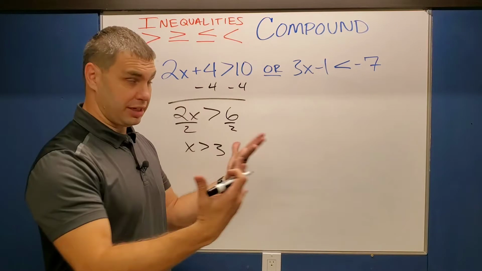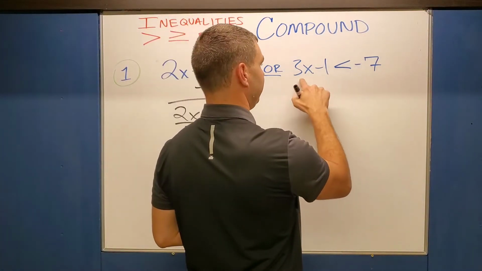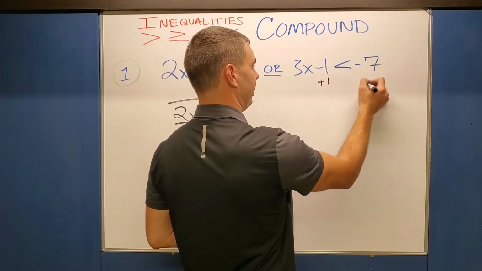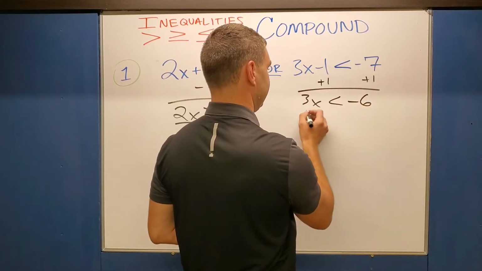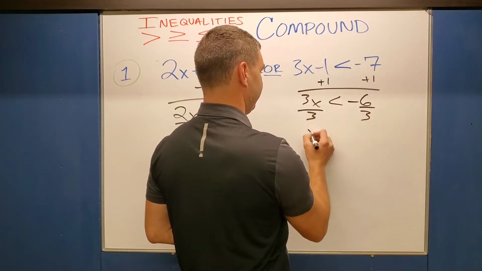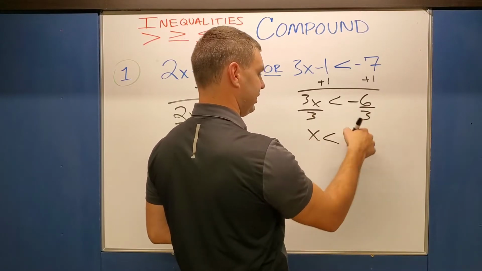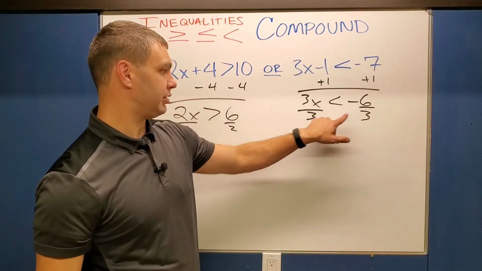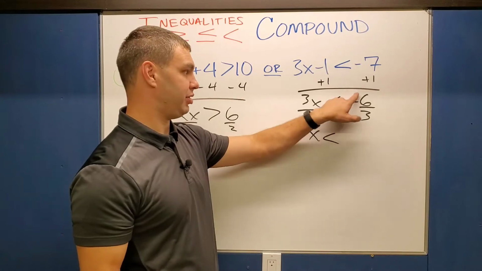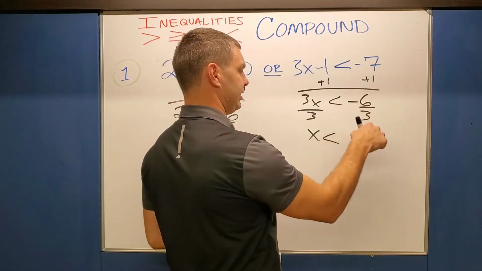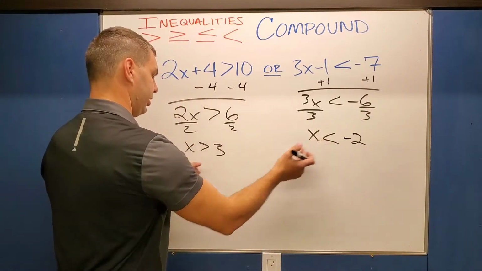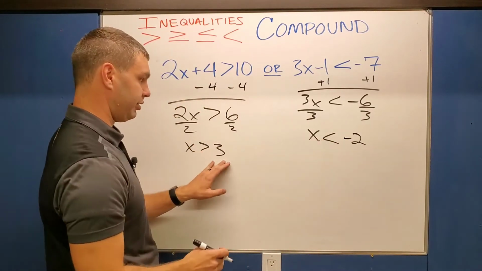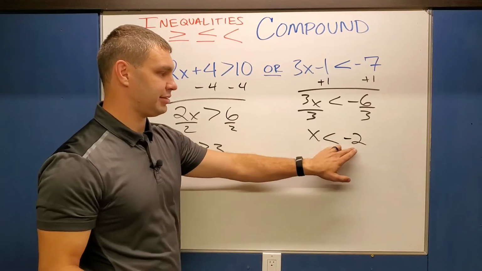All right, and then I have to do the other side. Here's my x term, so I'm going to move the 1 over by adding it. This gives me 3x is less than negative 6, divide by 3. And x is less than, remember our sign doesn't switch here because what we're dividing by is a positive, even though this is a negative. Negative 6 divided by 3 is negative 2. Okay, so that's how we would solve those. It's x is greater than 3 or x is less than negative 2.